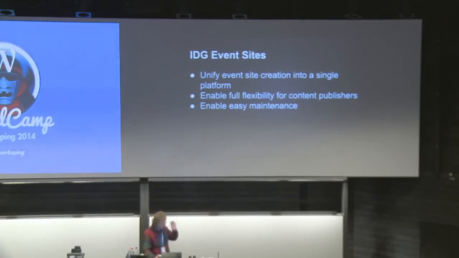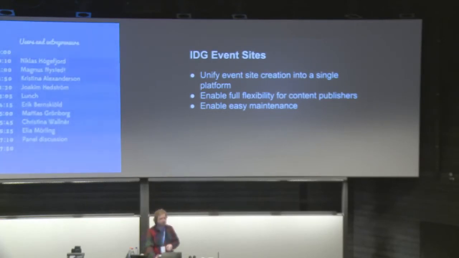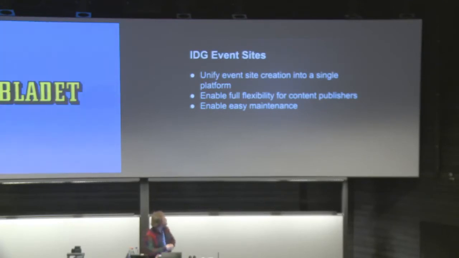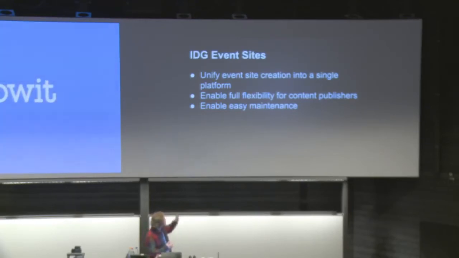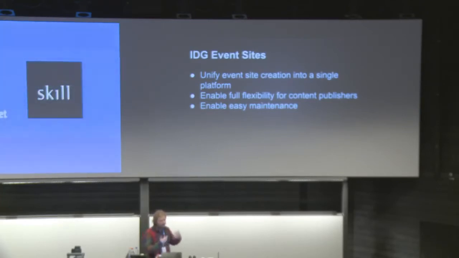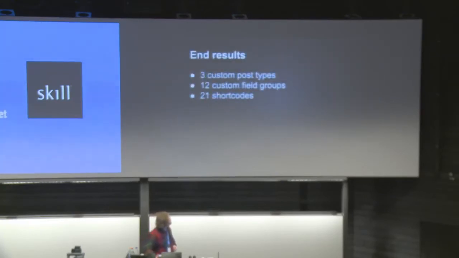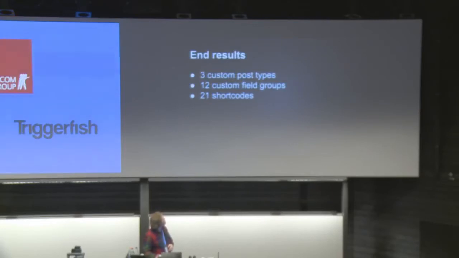And we also want to enable full flexibility for content publishers to put stuff where they want it, and maybe remove something or add something in a way we didn't anticipate. So they're not really that constrained. We don't want to constrain them more than necessary. And we want to have easy maintenance, which is essentially what I've shown you up until now. It's how you set up a system so that you can easily maintain shortcodes, custom fields, custom post types. So the end results, we have 3 custom post types on our event sites. We have 12 custom field groups, and we have 21 shortcodes.